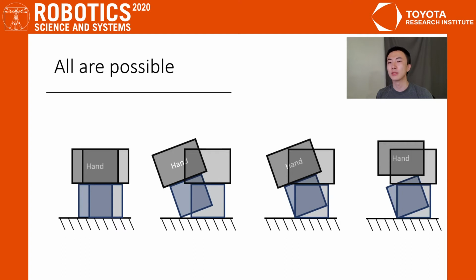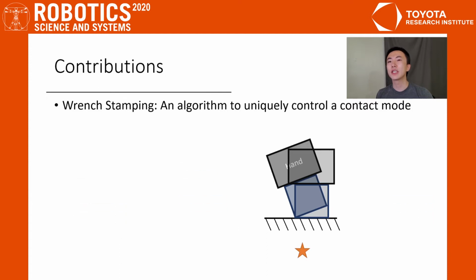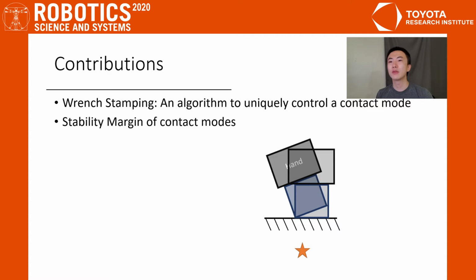Robustness is important. So, in this work, we propose an algorithm to uniquely control a desired contact mode while avoiding others. We also propose a method to evaluate the robustness of a contact mode. We demonstrate our method in several examples.